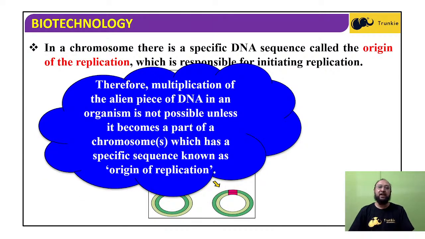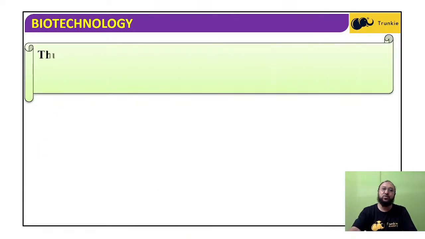Therefore, multiplication of the alien piece of DNA in an organism is not possible unless it becomes part of a chromosome which has a specific sequence known as the origin of replication. That is the main reason. When it becomes part of the host chromosome, the origin of replication region is there, and from there replication can be initiated. So that is the reason we need to integrate.